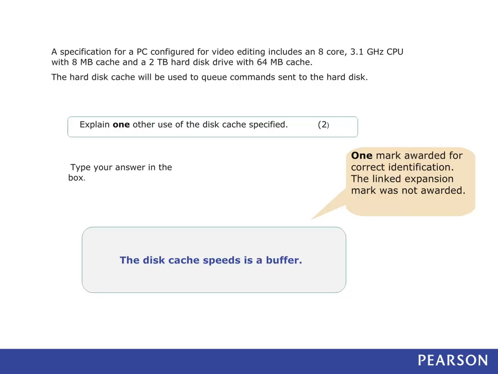This is a 2-mark explain question targeted at 1 pass mark and 1 merit mark, and is asking the learner to explain one other use of the disk cache specified. As you can see, the learner has been awarded 1 mark for the correct identification. The expansion mark was not awarded. The lead examiner reported that some learners showed a basic understanding of disk cache and gained 1 mark for this question, but they were restricted from gaining 2 marks by not providing a suitable linked expansion.